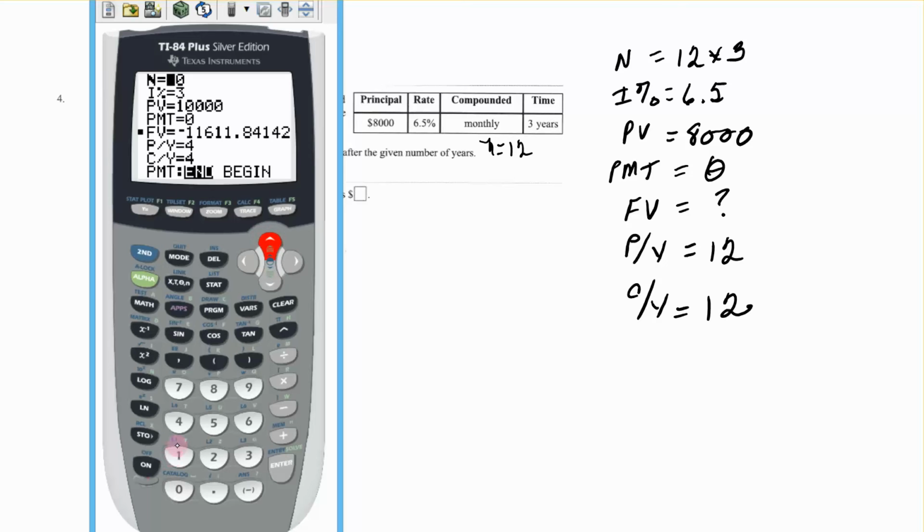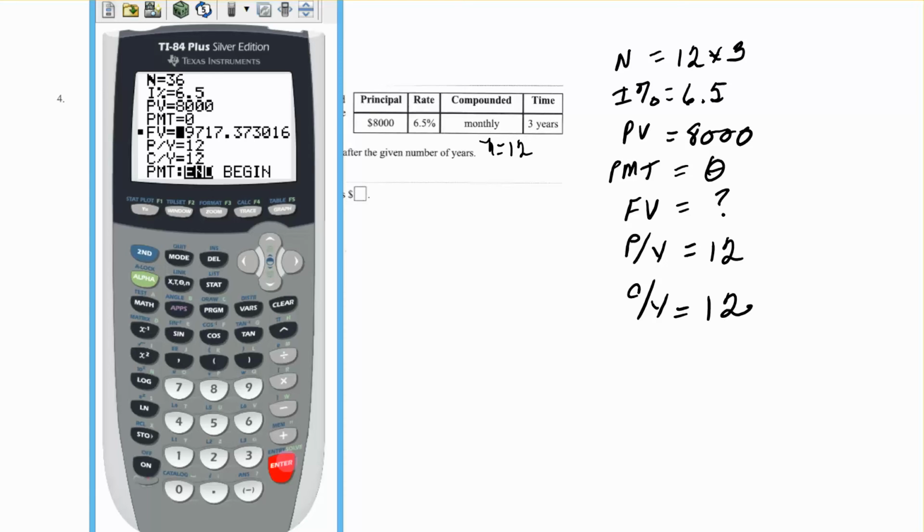All right, I have for capital N, it is 12 times 3, or you could have just put in 36, 6.5%. Present value, 8,000. Payment remains 0. Future value, I'm skipping it. Periods per year, 12. 12. All right, go back up to future value. You can clear it if you want to, or you don't have to. And you're going to do alpha, enter.